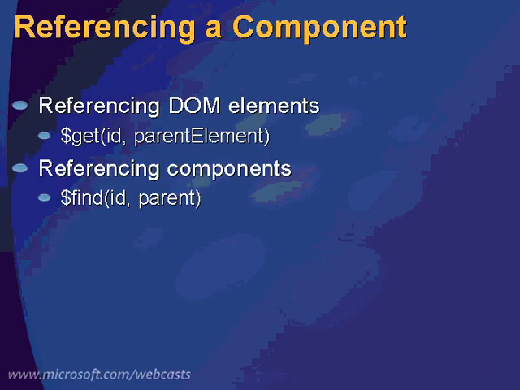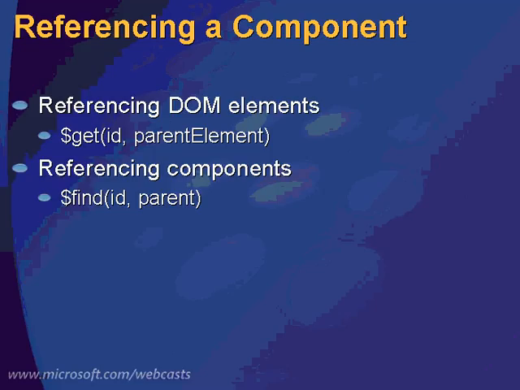So, referencing a component, you just saw $get. If you call $get, passing in the ID of the component you want to get, what will typically get called is document.getElementById. And if you pass in a parent element, you'll typically call parentElement.getElementById. However, there's a differing implementation in some of the browsers on how this works. In some cases, you won't call parentElement.getElementById. It will actually iterate through the child elements and find that child element. So this is very convenient for you to get a reference to a DOM element.